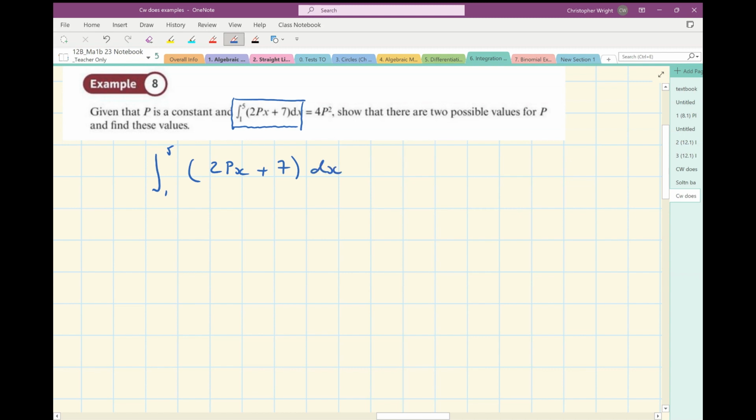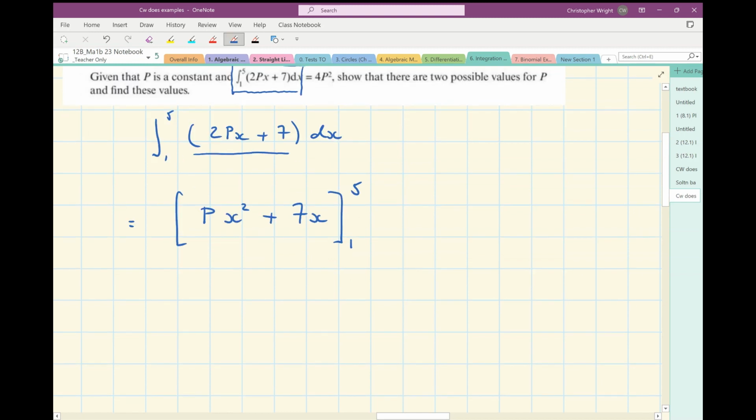So let's evaluate this definite integral here. I'm going to integrate this expression. I'm going to have 2p as the coefficient divided by the new power. Well, the new power is 2, so my new coefficient will simply be p, x squared plus 7x. That's the integral of 7. And of course, I don't need to worry about the plus c. And I'm going to evaluate that between 1 and 5.